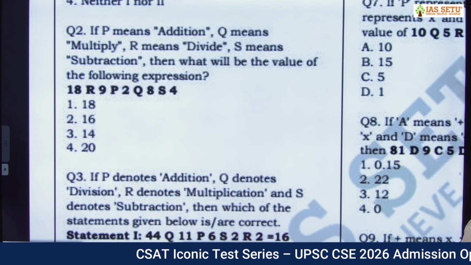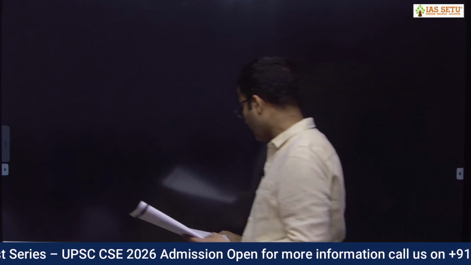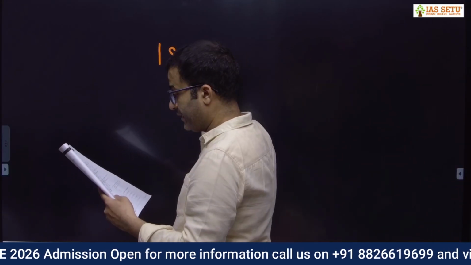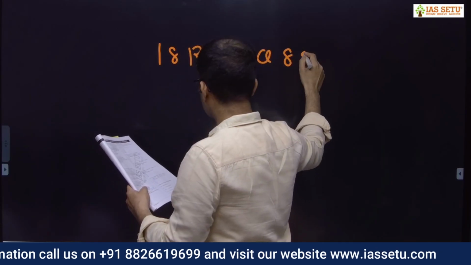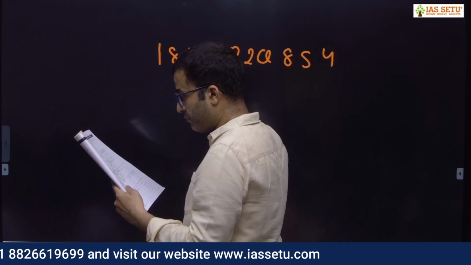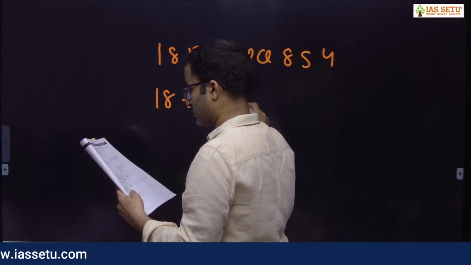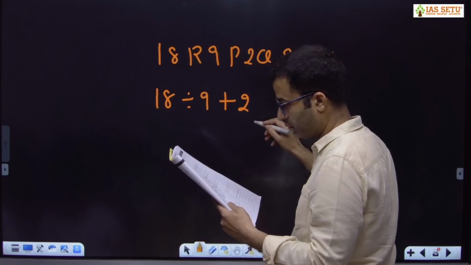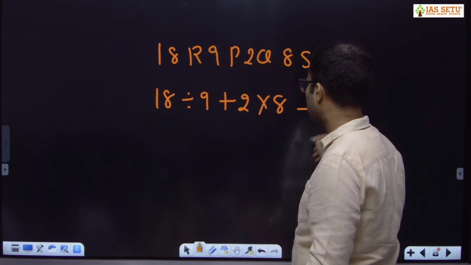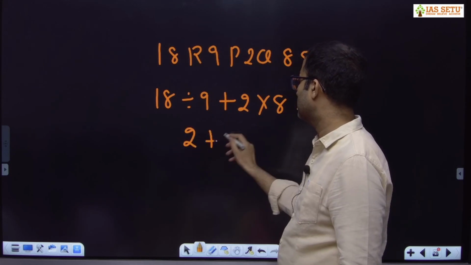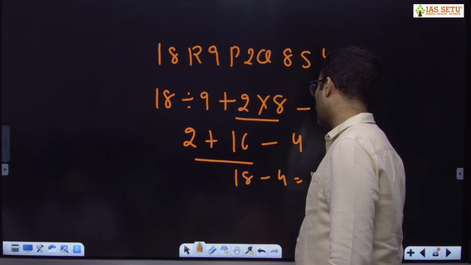Done. What is the answer for question number 2? 18 R 9 P 2 Q 8 S 4. What does R mean? Divide. 18 divided by 9. What does P mean? Addition. What does Q mean? Multiply. What does S mean? Subtraction. So first division, 2, then multiplication, 16, minus 4, 18 minus 4, you get 14.